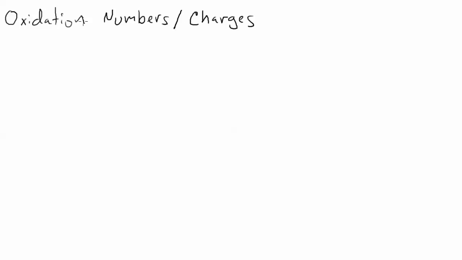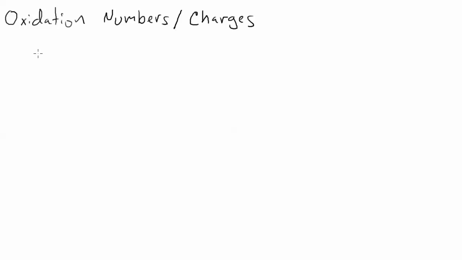All right, so at the end of this lecture, you should be able to, if given any element from the main groups of the periodic table, tell what the most common oxidation number or charge would be for that element. All right, so oxidation numbers, charges. This all goes back to valence electrons.